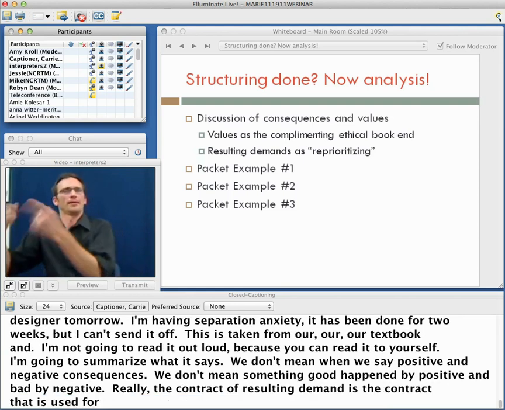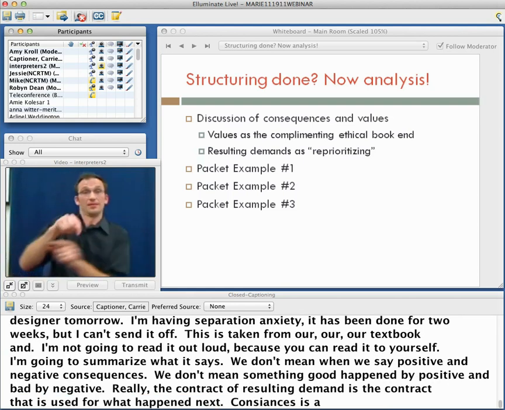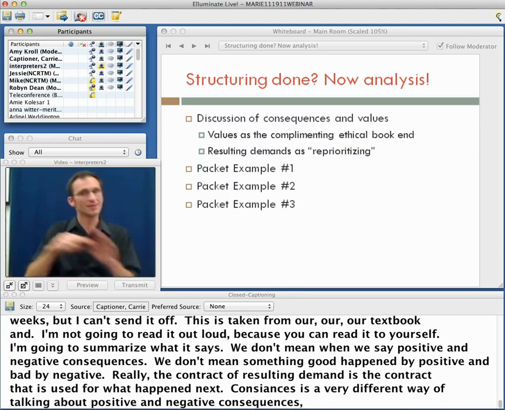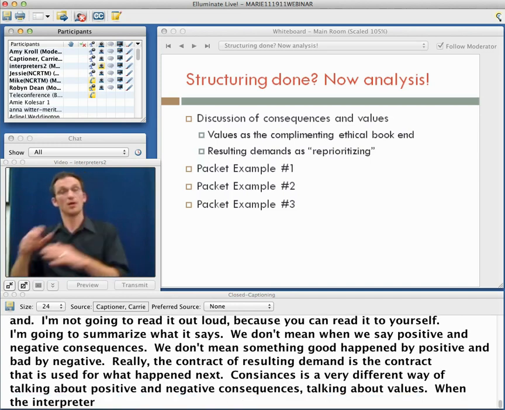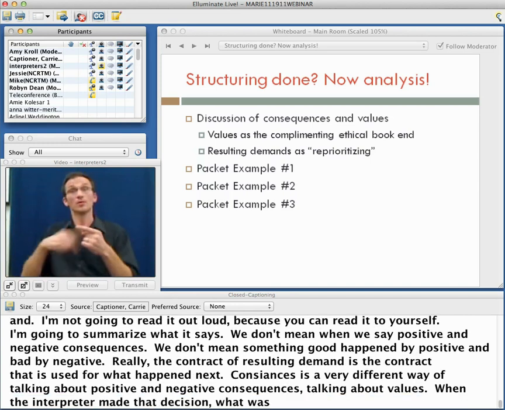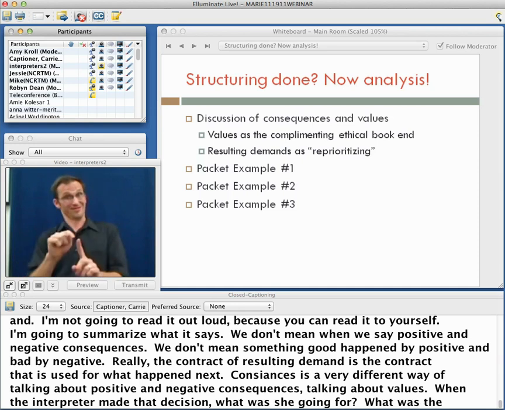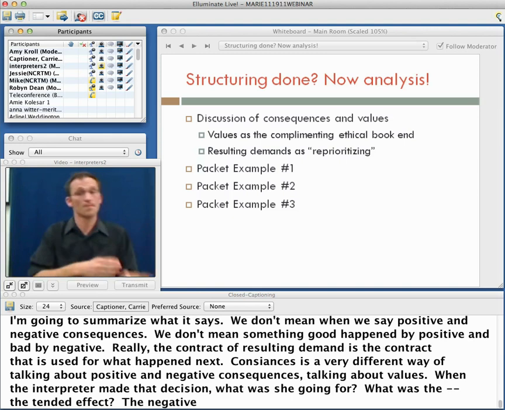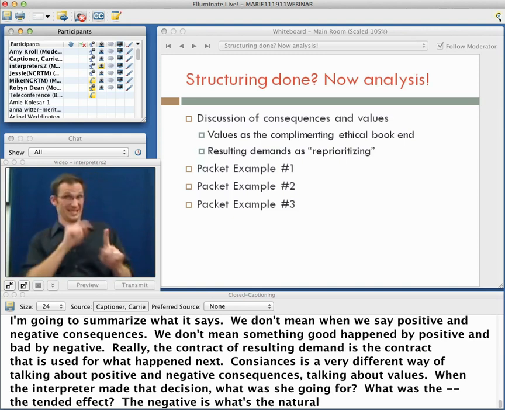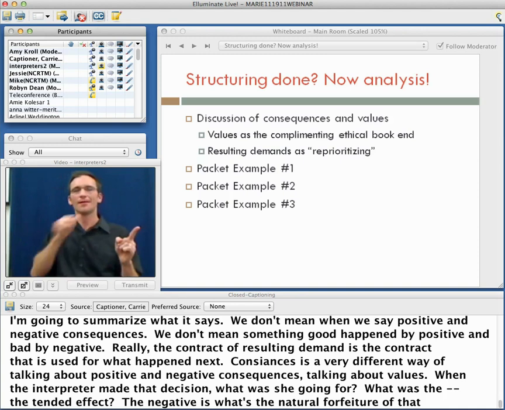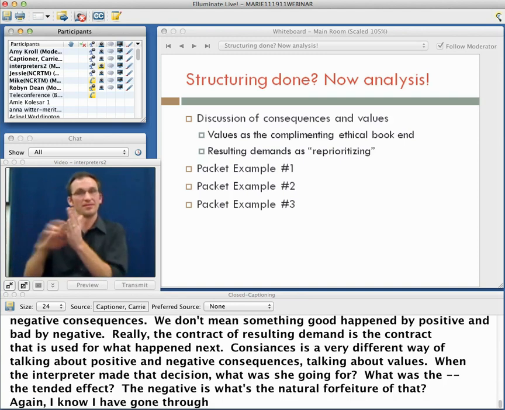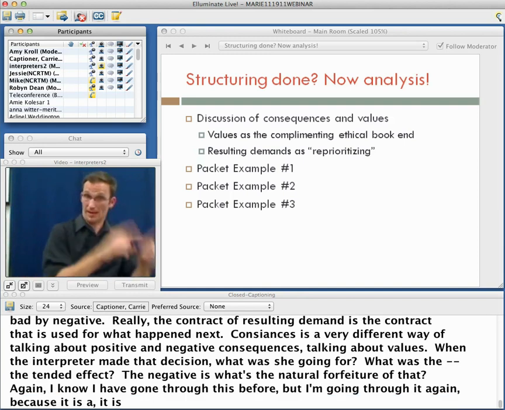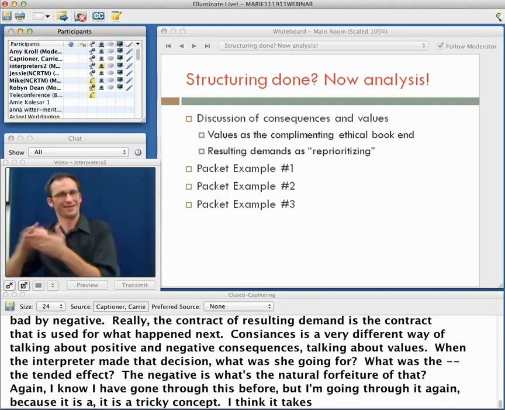Consequences is a very different way of talking about positive and negative consequences, talking about values. When the interpreter made that decision, what was she going for? What was the intended effect? And the negative is what's a natural forfeiture of that? And again, I know I've gone through this before, but I'm going through it again because it's a tricky concept, and I think it takes practice to understand it.